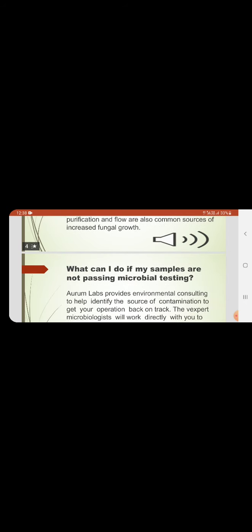Now, common reasons that lead to increased yeast and mold. Often fungal contamination in your operation can be traced to a specific source such as standing water, dead plant materials, contamination from outside sources, or improper drying and curing. Poor cleaning practices and improper air purification and flow are also common sources of increased fungal growth.